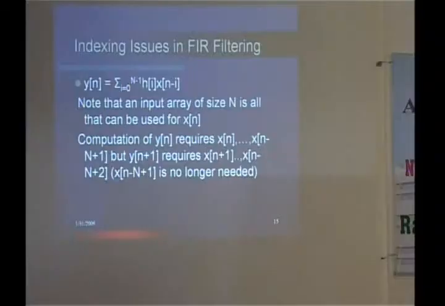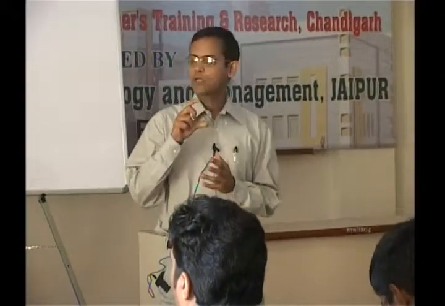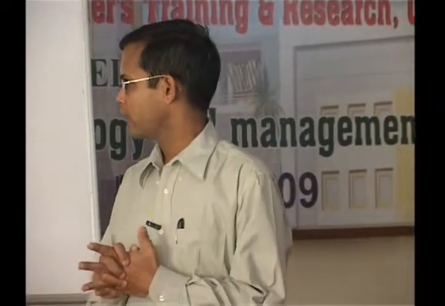Okay, now let's consider an array of size equal to capital N. And I think this is what I was saying earlier, that y of n requires x of n to x of n minus capital N plus 1, but y of n plus 1 requires x of n plus 1 to x of n minus capital N plus 2. The important point is that x of n minus capital N plus 1 is no longer required. That means you should not store it, you should destroy it. Right? Because the array that you have cannot be of size greater than N. Okay, that is one thing. Then how are you going to store these quantities? You are going to have an array of numbers starting from x of n and going down to x of n minus capital N plus 1.